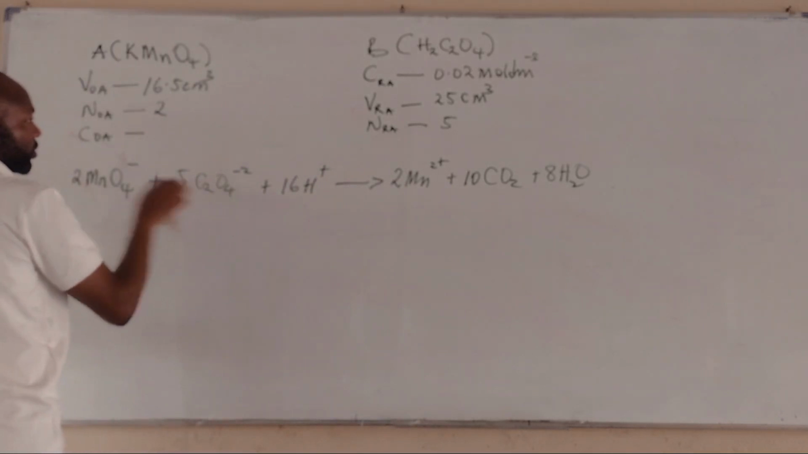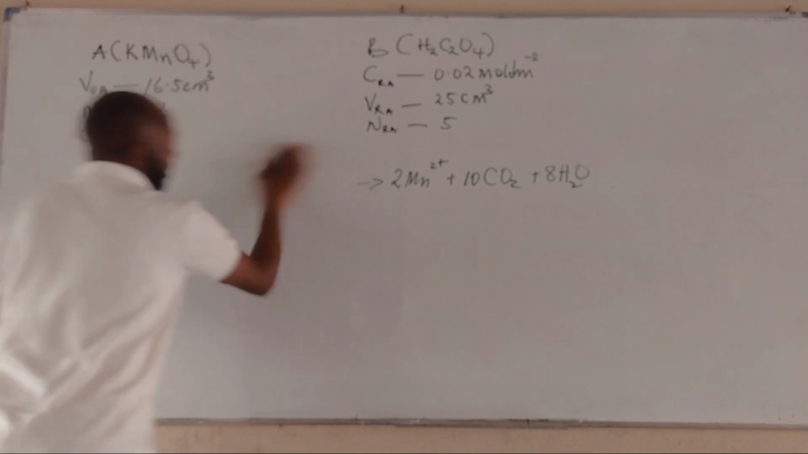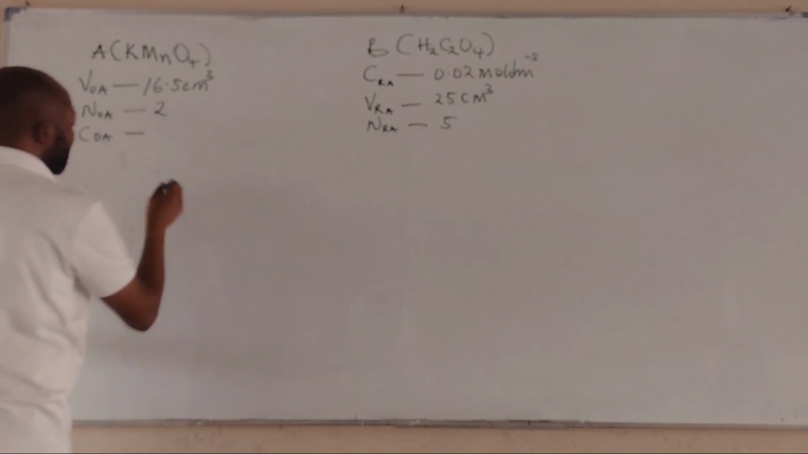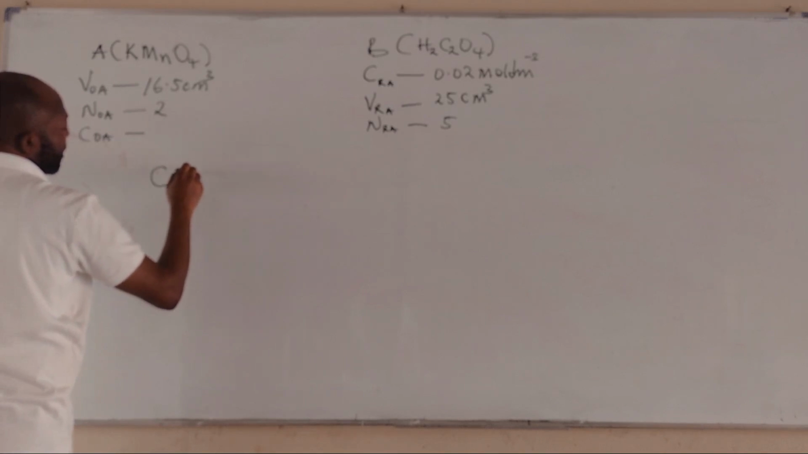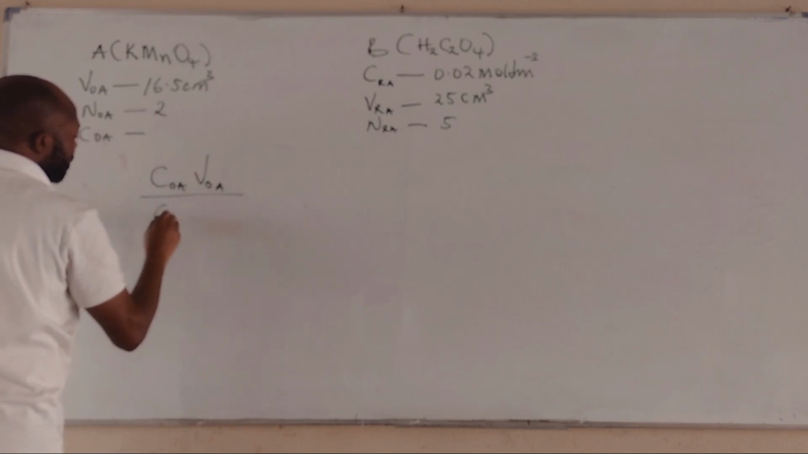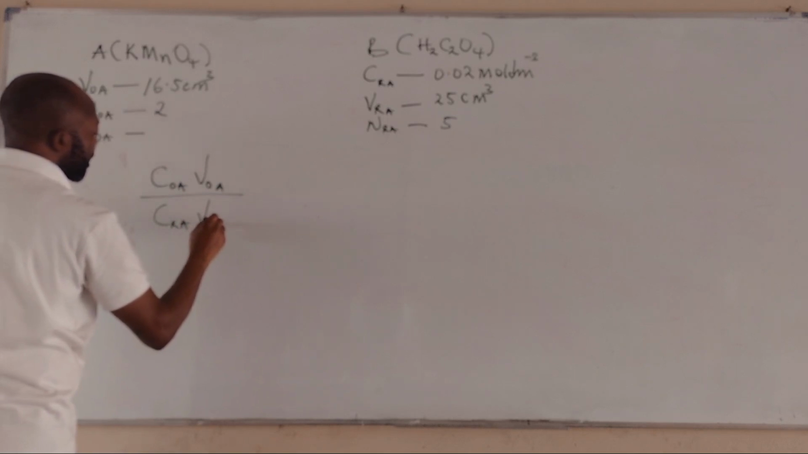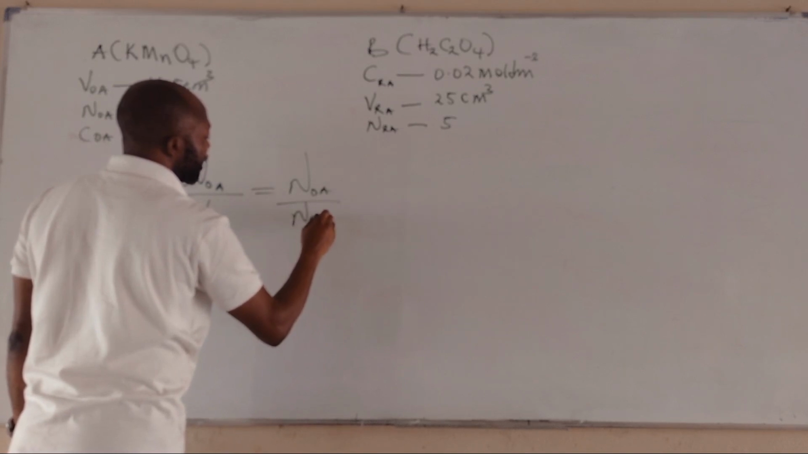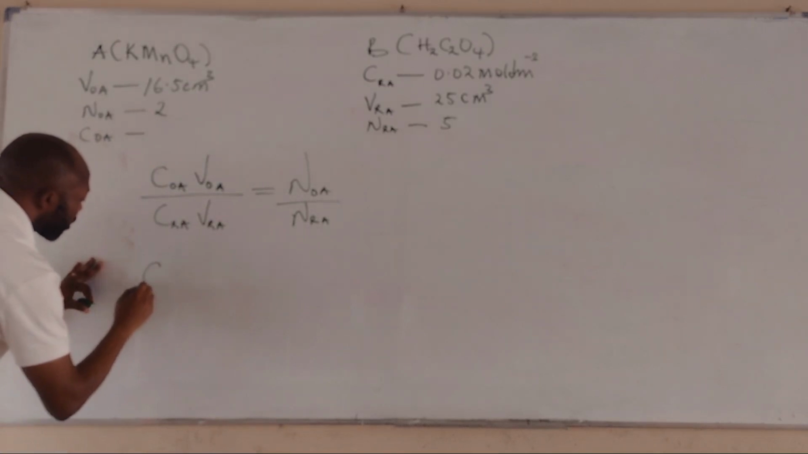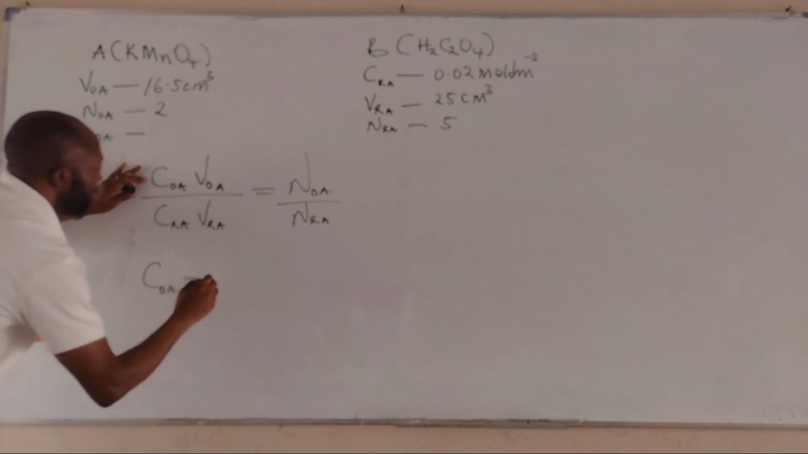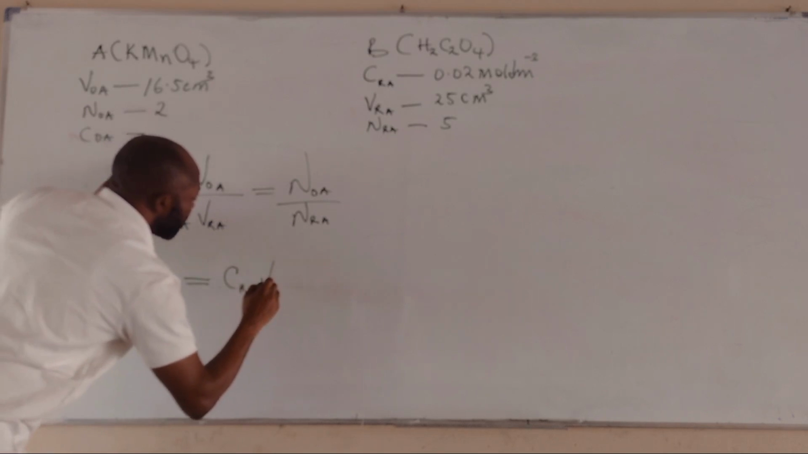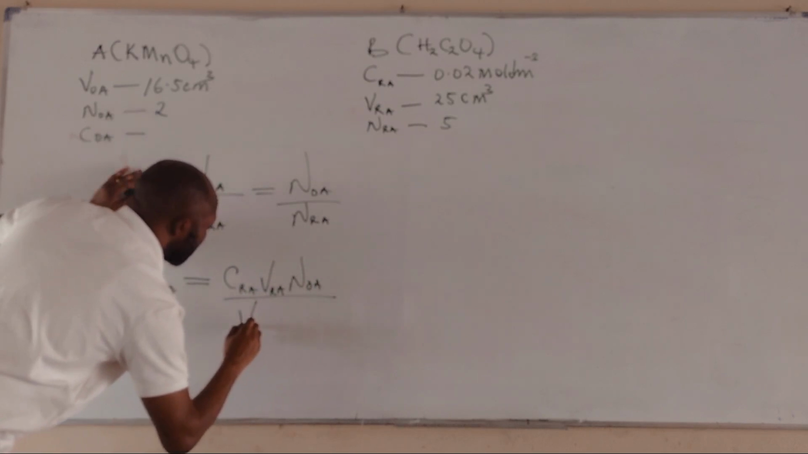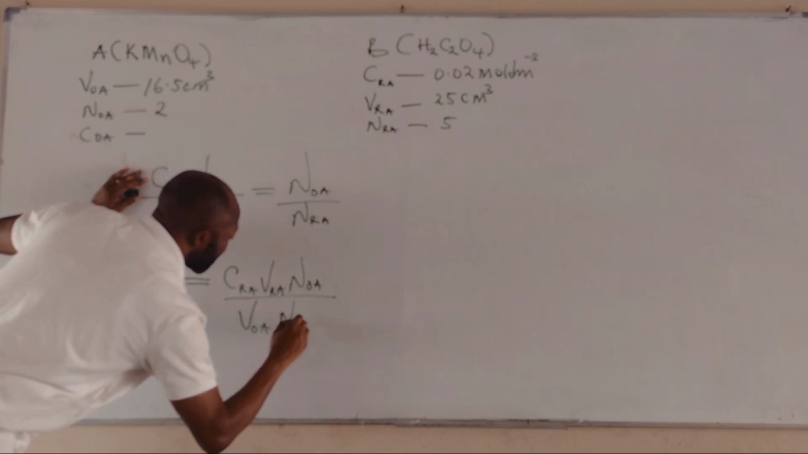So, permit me to take this equation out. We have gotten what we wanted. We're looking for this. We use our formula: concentration of oxidizing agent times volume of oxidizing agent over concentration of reducing agent times volume of reducing agent is equal to number of moles of oxidizing agent over number of moles of reducing agent. Making the concentration of oxidizing agent the subject, it equals concentration of reducing agent times volume of reducing agent times number of moles of oxidizing agent over volume of oxidizing agent times number of moles of reducing agent.